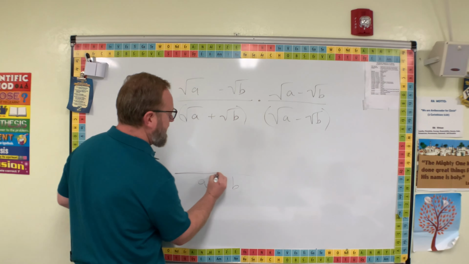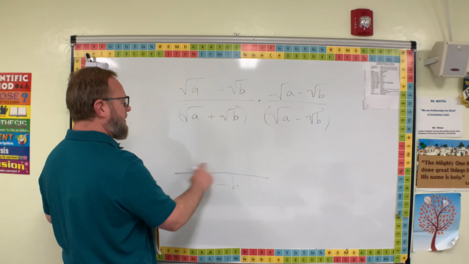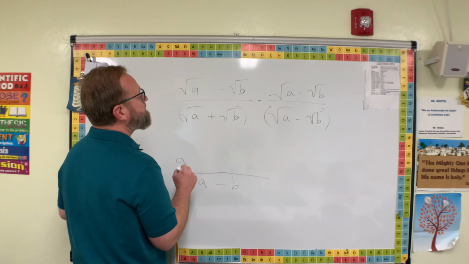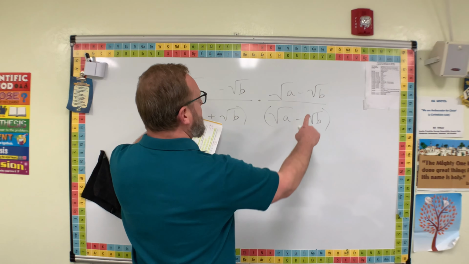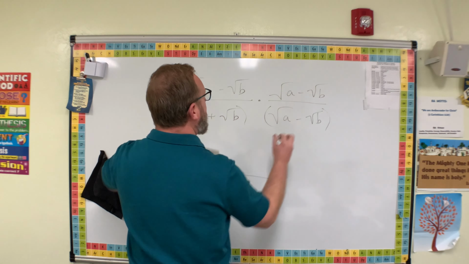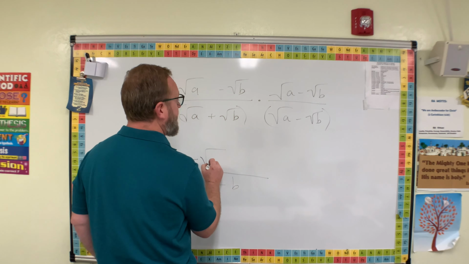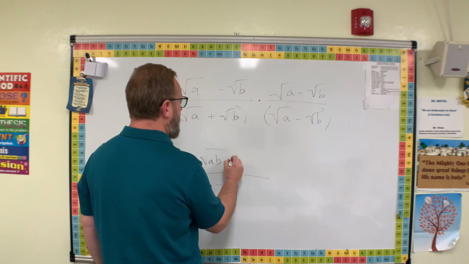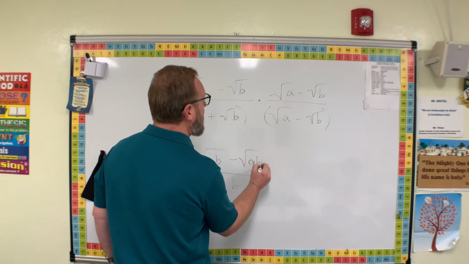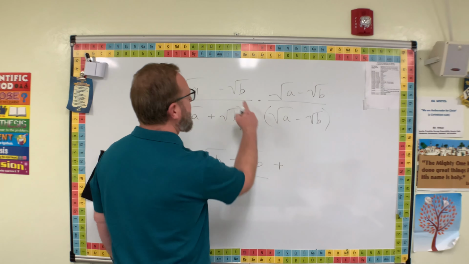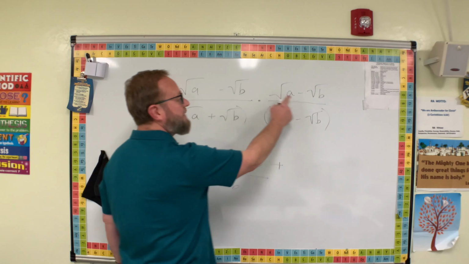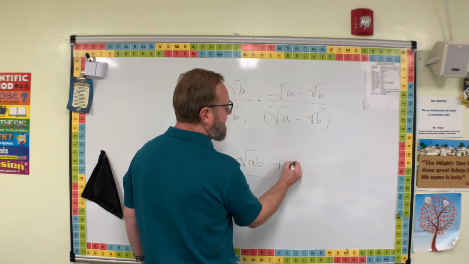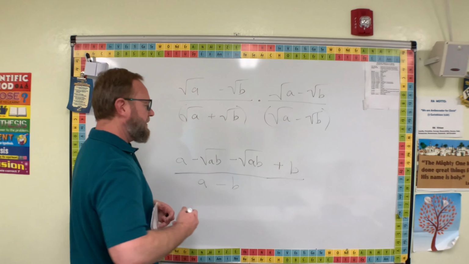Now we're just dealing with the top up here, and we'll write it here. So square root of a times square root of a, let's go ahead and simplify that to a. Next, to do the outsides, I would have negative square root of ab, and then negative square root of ab again, and then positive, because negative square root of b times negative square root of b is going to give me positive b on top.